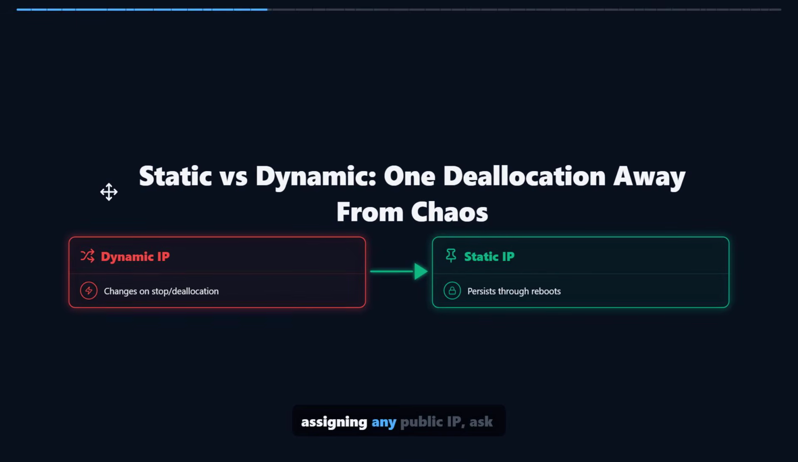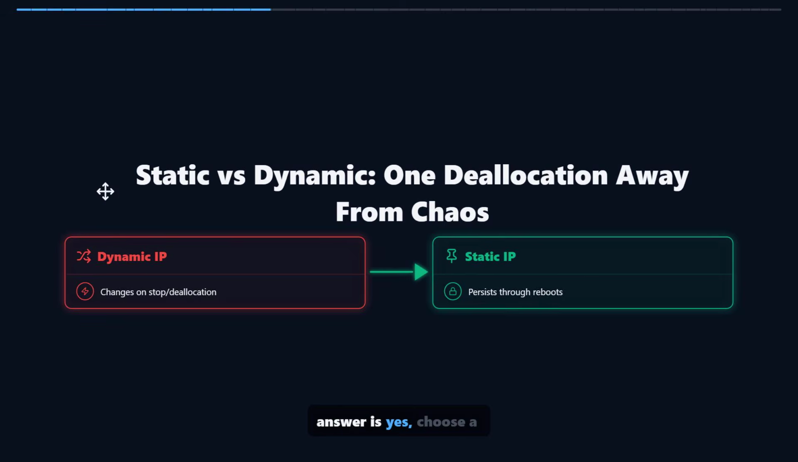Before assigning any public IP, ask yourself one question. Does another system depend on this address remaining the same? If the answer is yes, choose a static public IP.